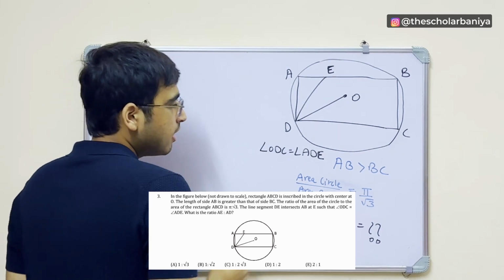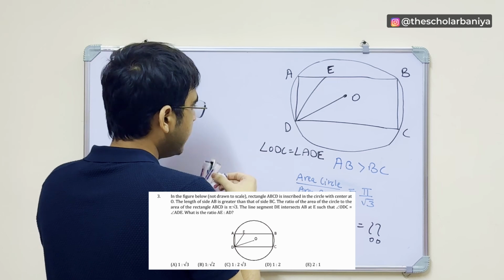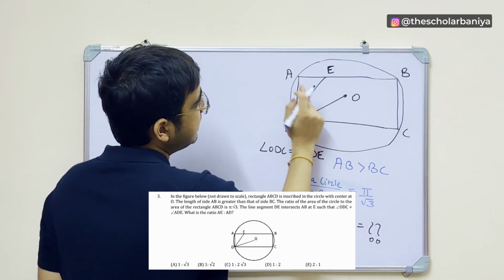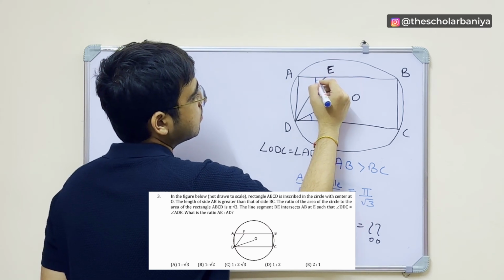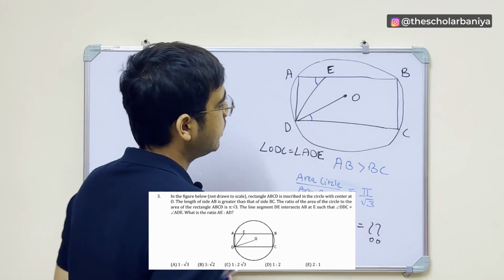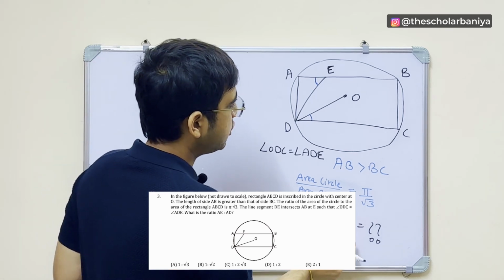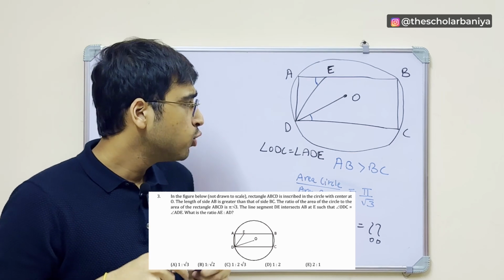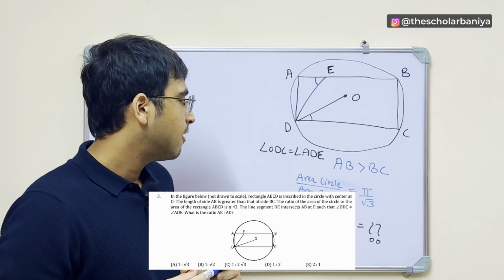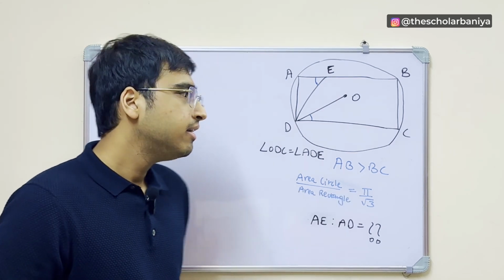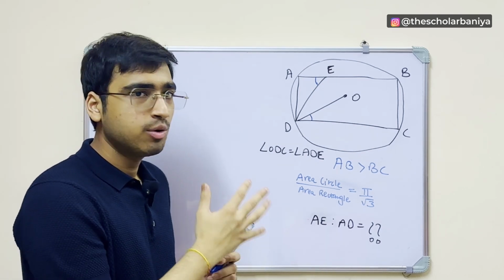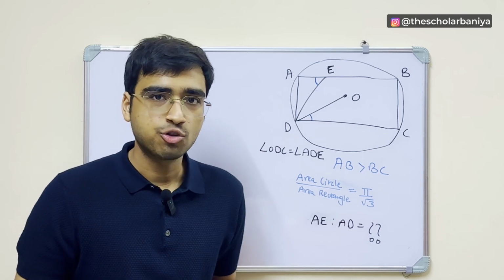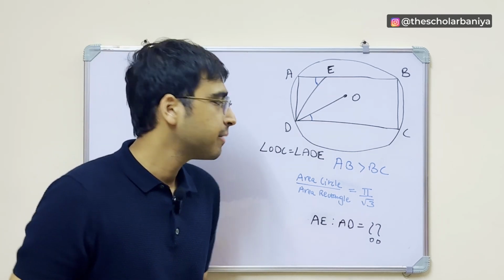We are also given that angle ODC, which is this, is equal to angle ADE, which is this, right? So these two angles are given to be equal, and we have to find the ratio of AE upon AD. So if you just take 2 minutes and think about this question, it's kind of complex, right? I mean, if you think about it without watching the solution first, it's probably pretty difficult to come up with a solution, right? Try doing it.